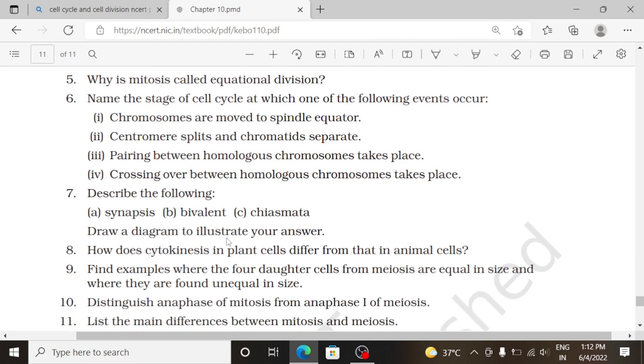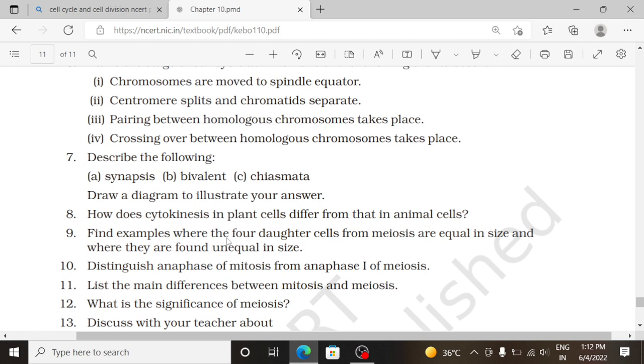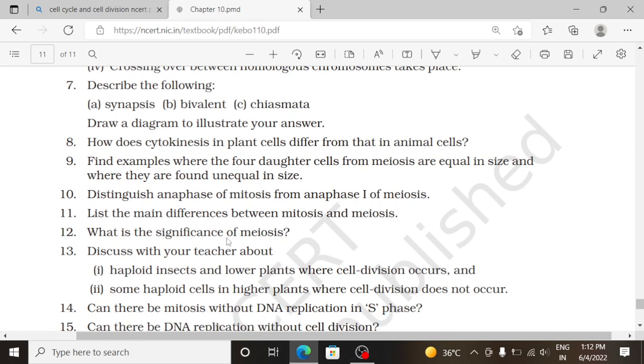Sixth, name the stage of cell cycle at which one of the following events occur. Chromosomes are moved to the spindle equator. Second, centromere splits and chromatids separate. Third, pairing between homologous chromosomes takes place. Fourth, crossing over between homologous chromosomes takes place. Seventh, describe the following: A. Synapsis, B. Bivalent, C. Chiasmata. Draw a diagram to illustrate your answer.